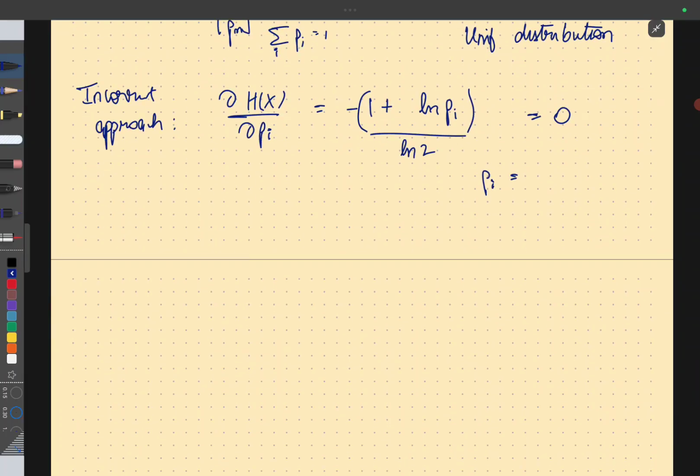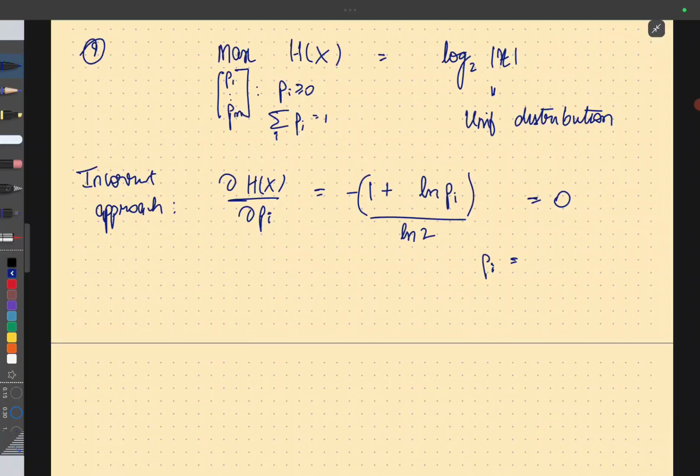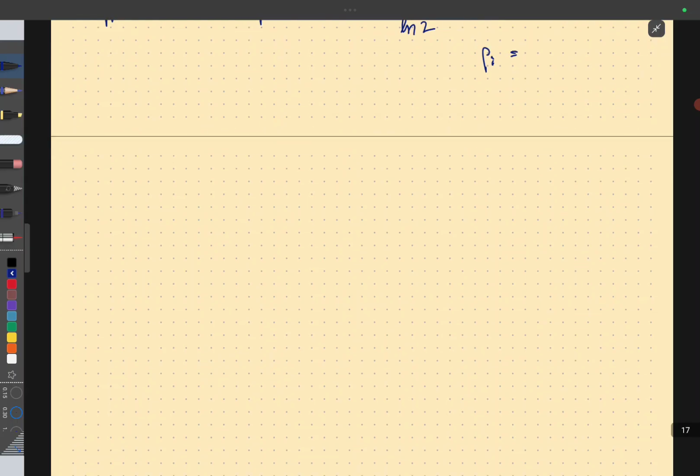And in fact, we'll see something a little stronger than just that. We'll see that the entropy keeps increasing as the distribution gets closer and closer to the uniform distribution. So the more uniform-like the distribution is, the larger the entropy is going to be. And the farther away you go from the uniform distribution, the smaller the entropy will be. Okay.